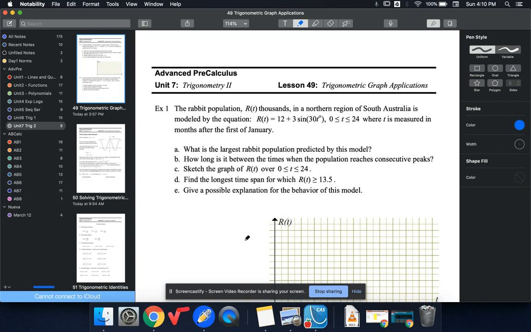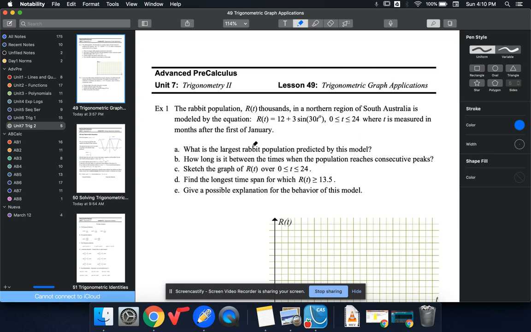I'm going to be talking to you about graphs of trig applications. So this is basically continuing what we were doing last unit and now putting it with some application. So we have a rabbit population being modeled in thousands of rabbits in a northern region of South Australia. And that's funny, right? But of course, that is okay. All right, modeled by this equation, time is being measured in months after the 1st of January. Be nice if we knew what year that was talking about, but whatever, maybe the rabbit population is cyclical.